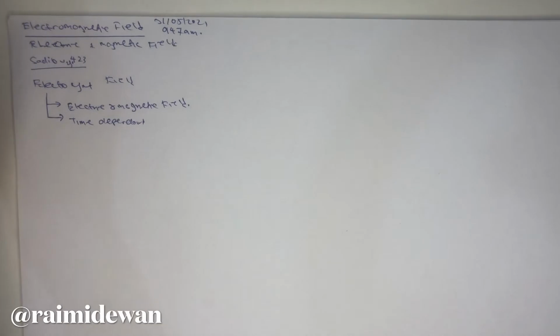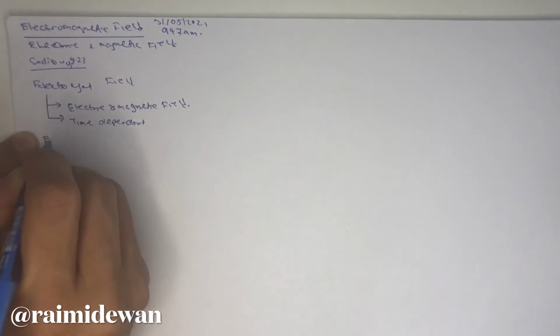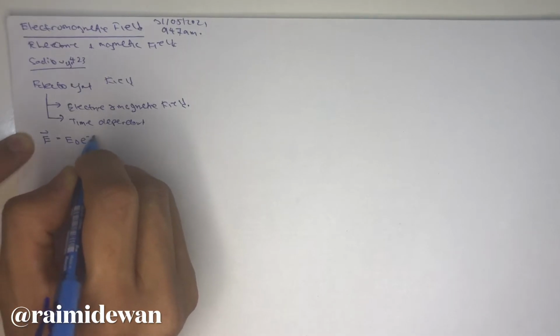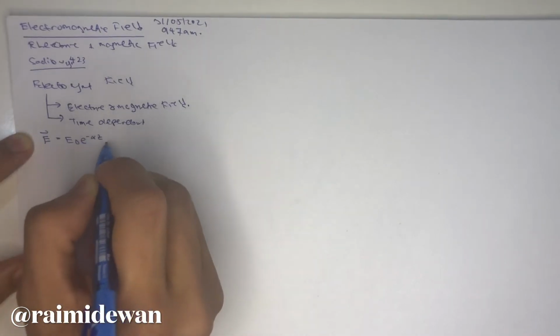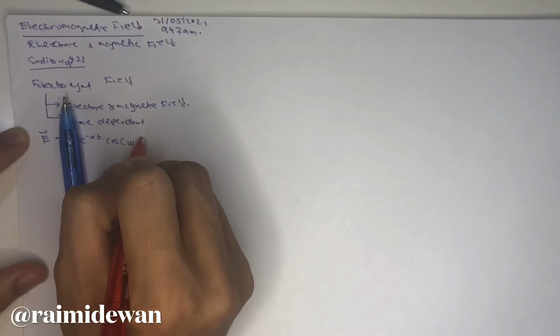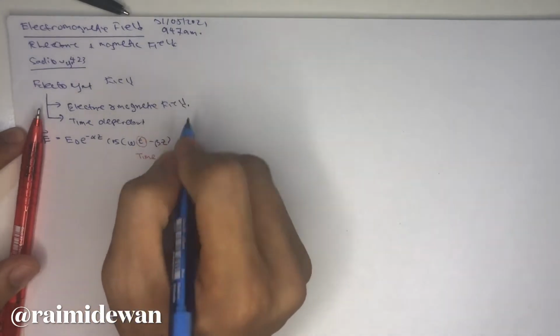So the equations involved, for example the equation for your electric field with time components, you have for example E naught e to the power minus alpha Z, and cos omega T minus beta Z. You can see this is your time component, and this is your direction.